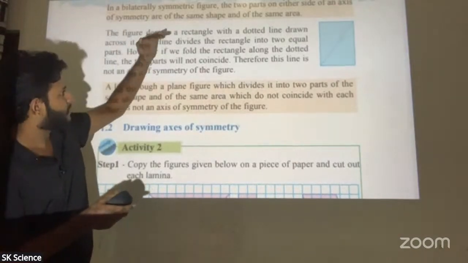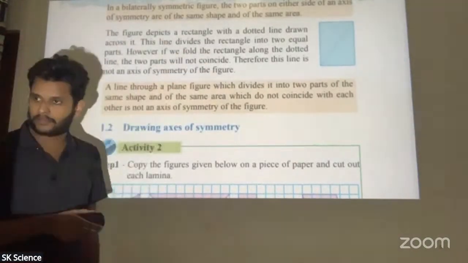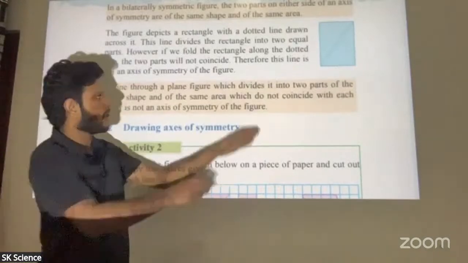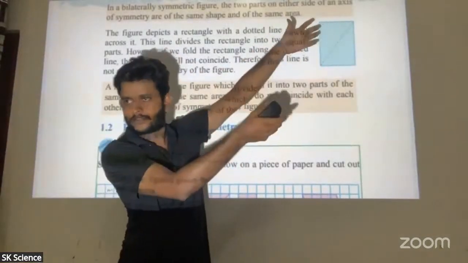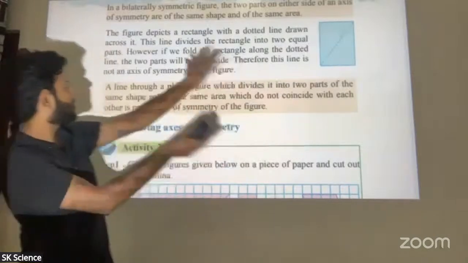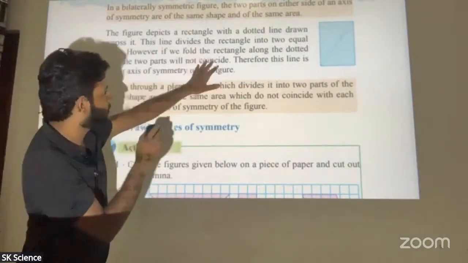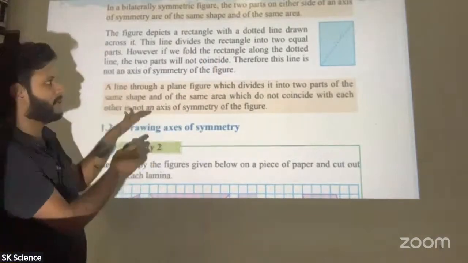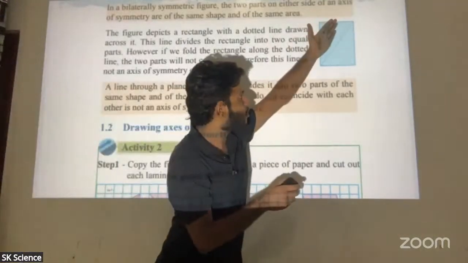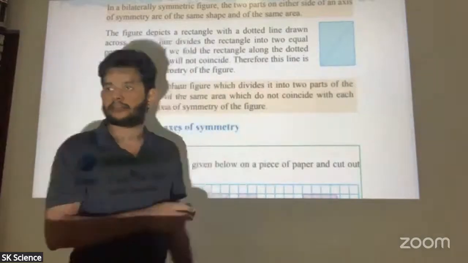This line divides the rectangle into two equal parts. Am I correct? Those two parts are equal, no? However, if we fold the rectangle along the dotted line, what happens?